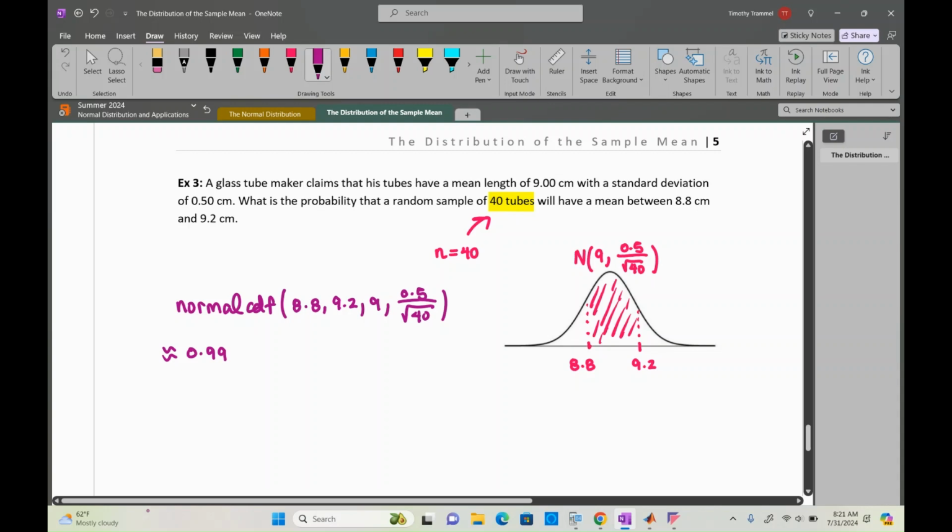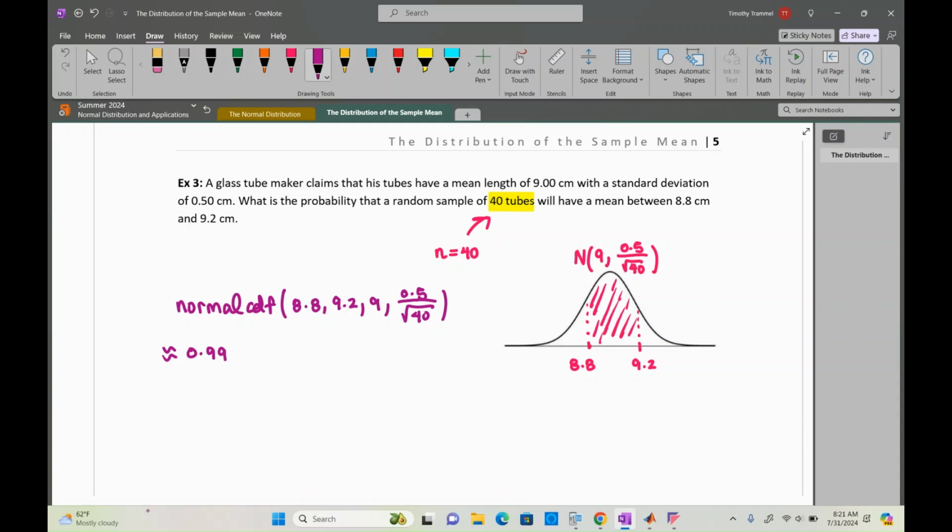Now, we will be using the skills from this video to do our next two major applications, which will be confidence intervals and hypothesis tests. All right, and that wraps up the distribution of the sample mean.